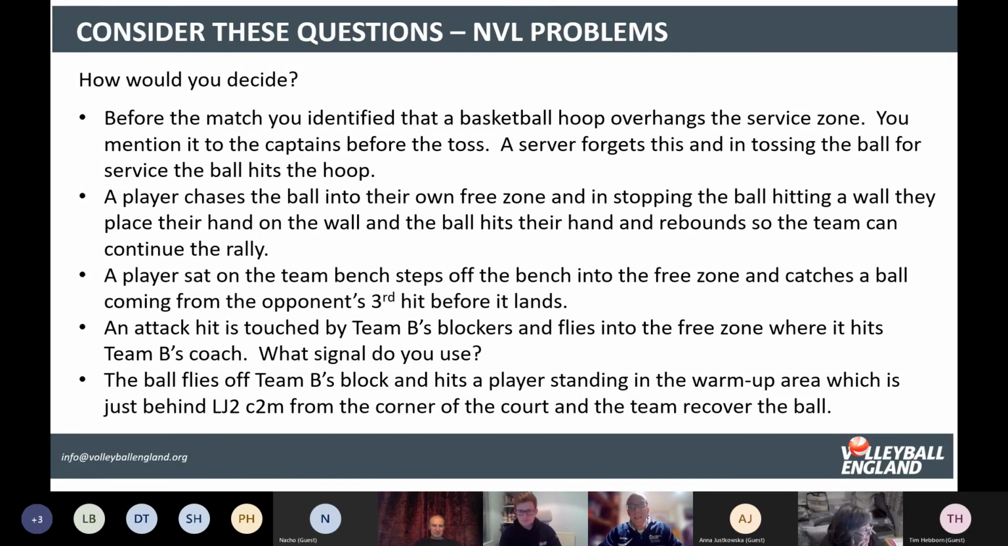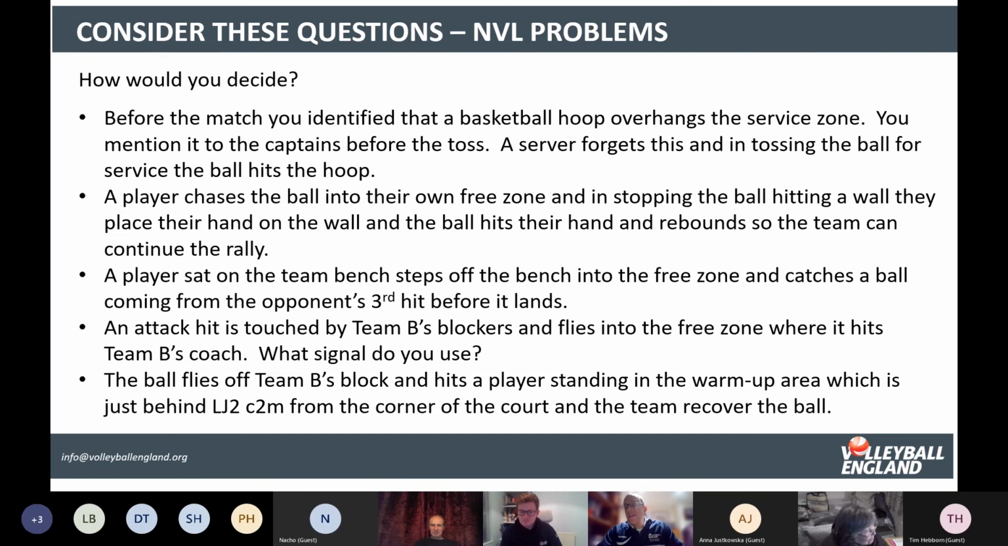Okay? Okay, so the ball flies off Team B's block and hits a player standing in the warm-up area, which is behind line judge 2, about 2 meters from the corner of the court, and the team recover the ball. This might be one you have to share your thoughts on, Nick.